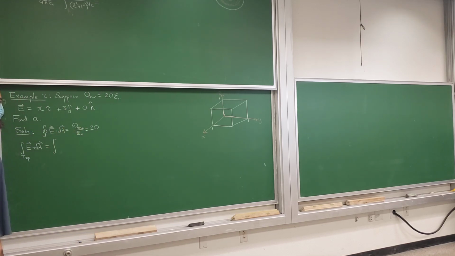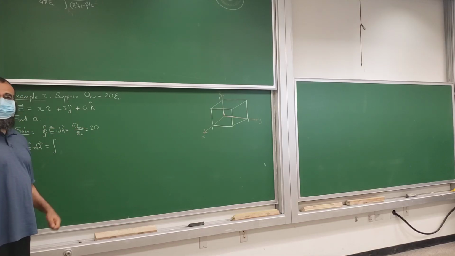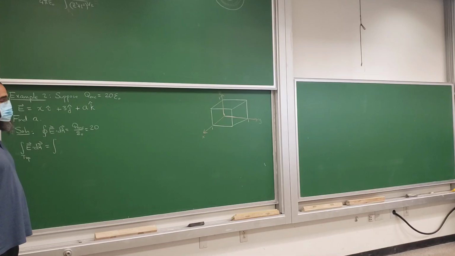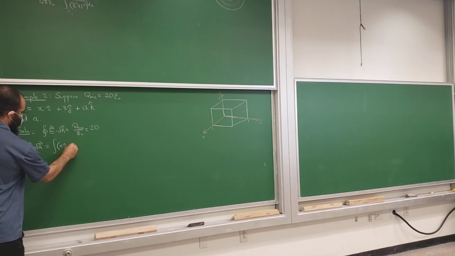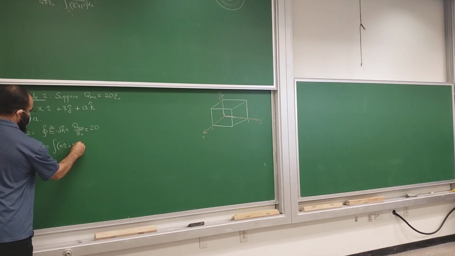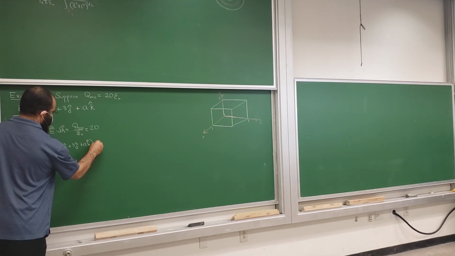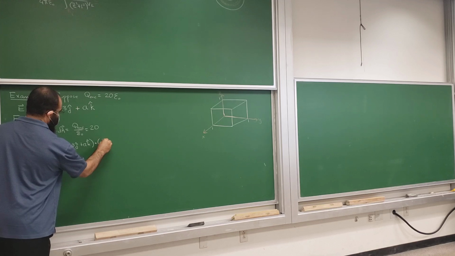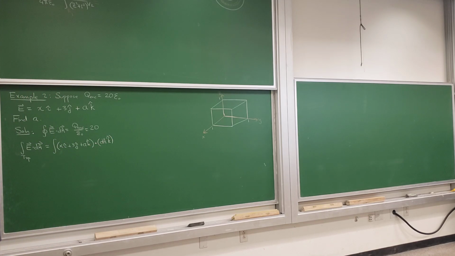This is the electric field, and the area points in the k hat direction. So if you do the dot product, what do you get? Let me do it for one of them more explicitly, and then I will be less explicit afterwards. So I have x i hat plus 3 j hat plus a k hat, dot the area, but the area points in the k hat direction, right?